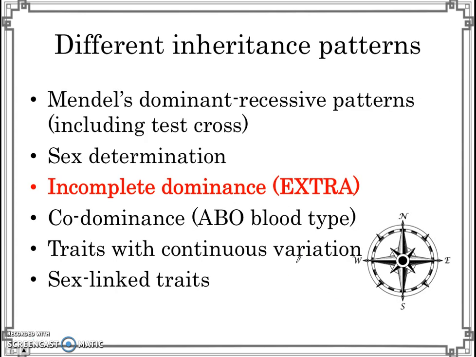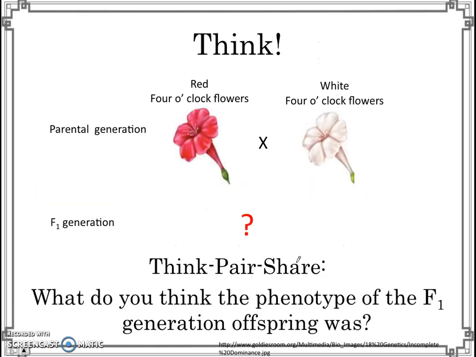Alright, I'm going to end off this video briefly with this extra section on incomplete dominance. So this is not in your syllabus, but it's just interesting to know. So incomplete dominance came out of a situation where a man decided to cross a flower called the 4 o'clock flowers. So these 4 o'clock flowers come in red variety or white variety. So he took a red one and crossed it with a white one.